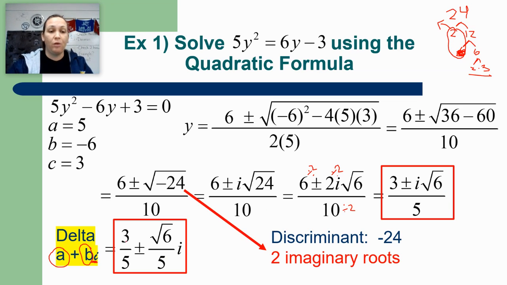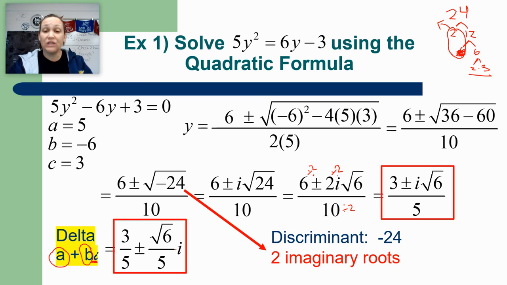So I have my real part, which is 3 over 5. And then completely separate from the fractions, I have my plus or minus sign in the middle. And then I have my imaginary part, which is the square root of 6 over 5. And then the i is after the fraction. So again, make sure that you're typing it in after the fraction. And this is how you should be typing in your answers for your Delta Math tonight.